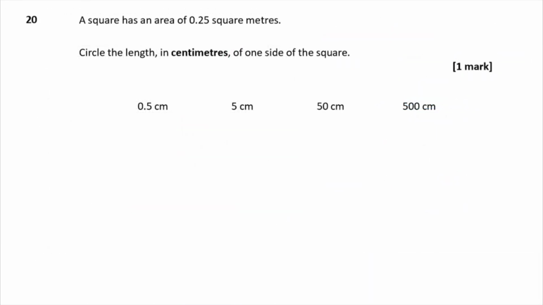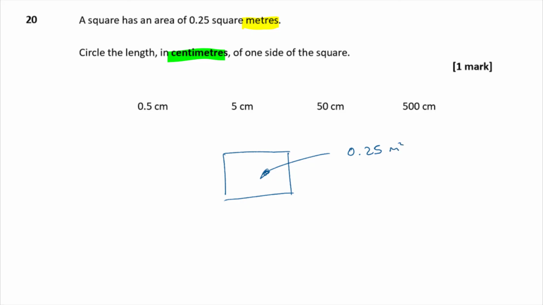Question 20. A square has an area of 0.25 square meters. Circle the length in centimeters of one of the sides of the square. Now notice the switch of units here. This is in meters, this is in centimeters. Okay, so we've got a square, and we know that its area in here is 0.25 square meters.